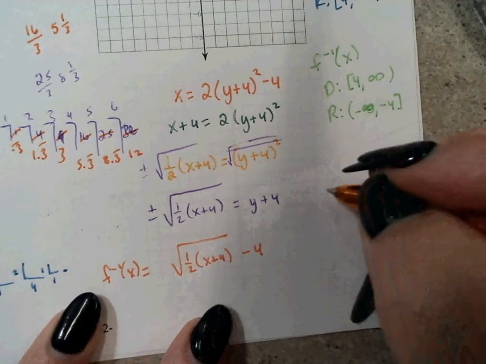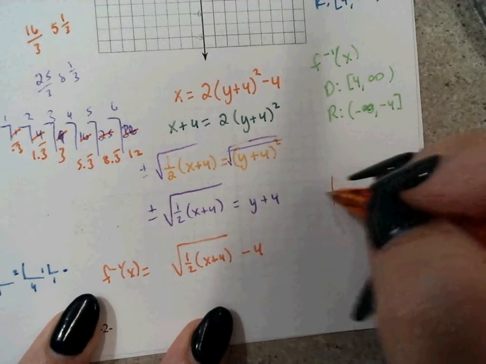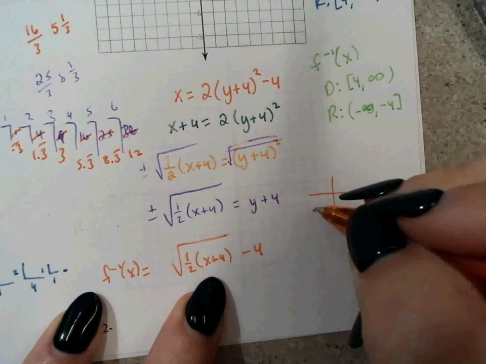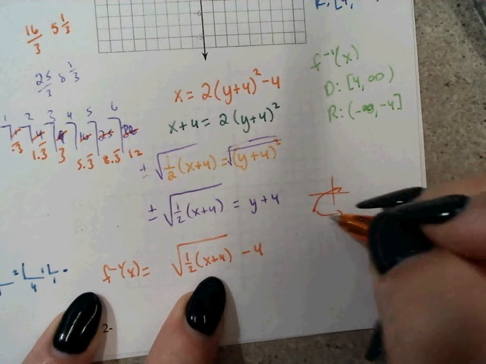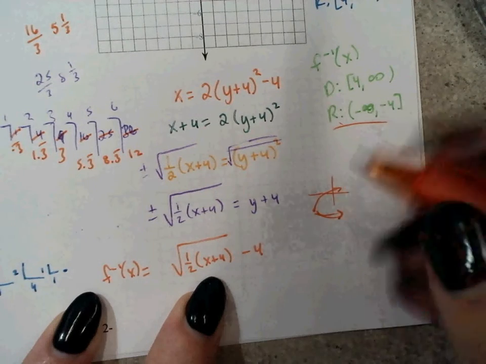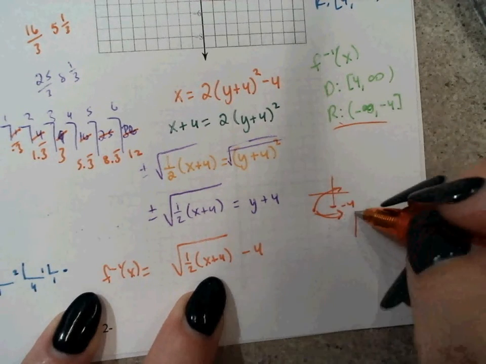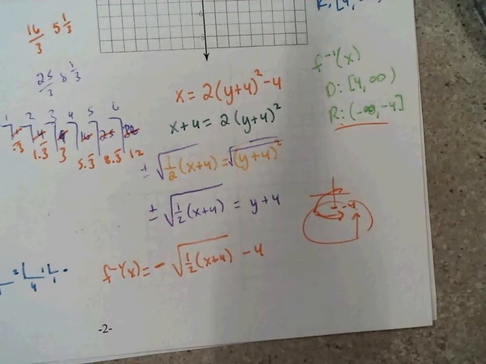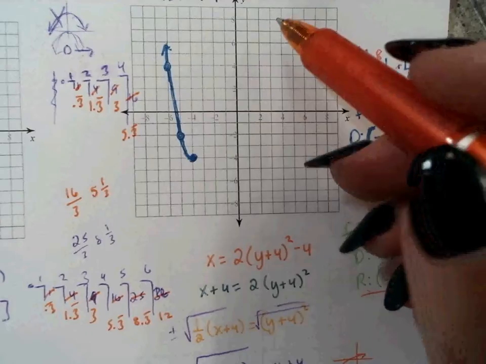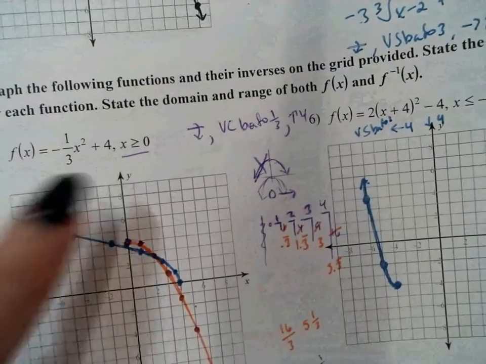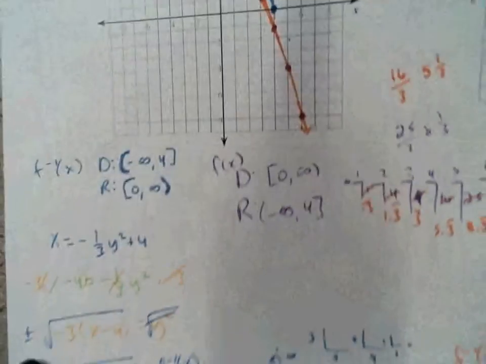So I've got a square root, right? You've got a square root shifted to the left 4 and down 4. And so the question is is it going to be this one or is it going to be this one? Keeping in mind that my range should be, for my inverse, -infinity up to -4. So that means it should be this part, which is the negative square root. Or you can just remember if it's the left side of the quadratic, then it's the negative square root, and if it's the right side of the quadratic, then it's the positive square root. Like we decided on that one.